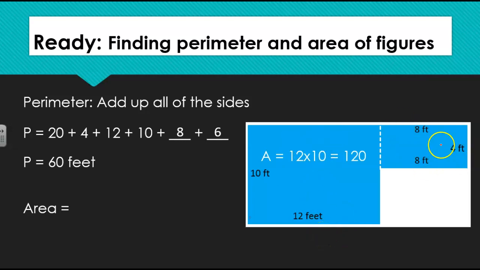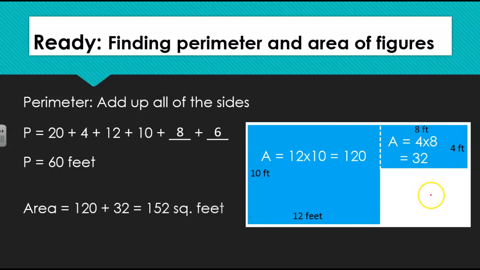The dimensions of the right rectangle are 8 and 4, so we multiply 8 times 4 to get an area of 32 square feet for the right-hand rectangle. If we add the area of the left rectangle to the area of the right rectangle, we get a total combined area of 152 square feet. Remember, area is in square units, perimeter is linear.